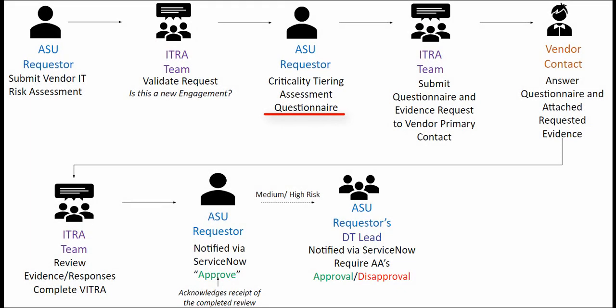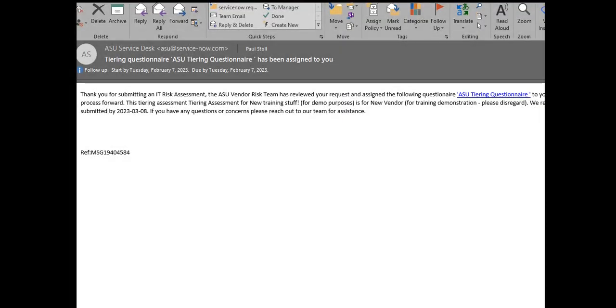Next, we'll take a look at the Criticality Tiering Assessment Questionnaire. You'll get a tiering questionnaire in email. This is what the tiering questionnaire will look like. It will come from ASU Service Desk, and the subject line will say Tiering Questionnaire. In here will be a link to the questionnaire. Click on the Vendor Risk Assessment.